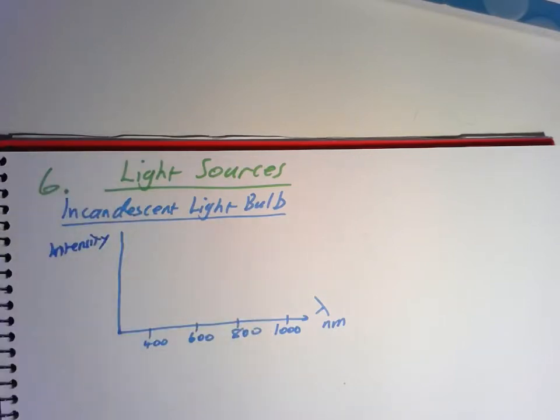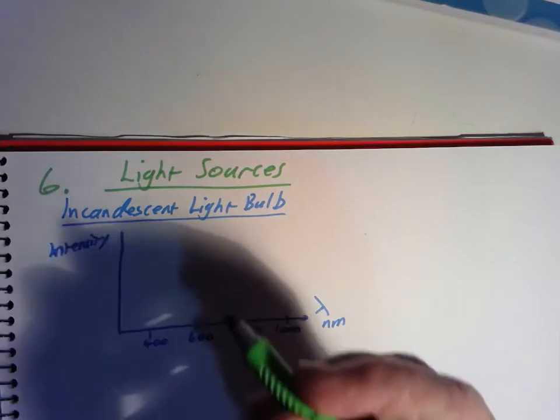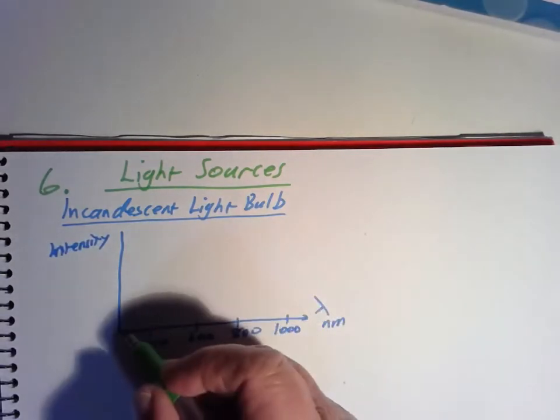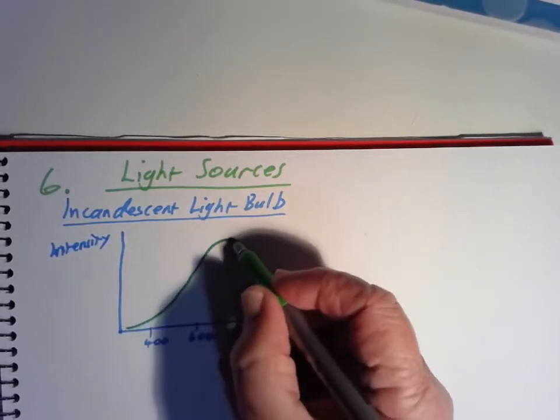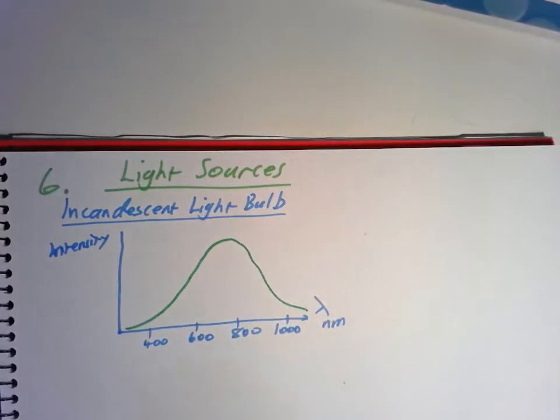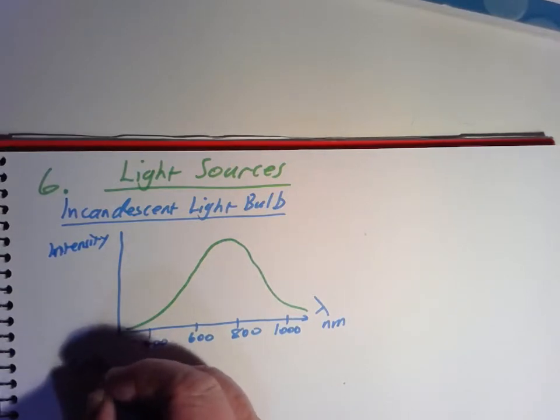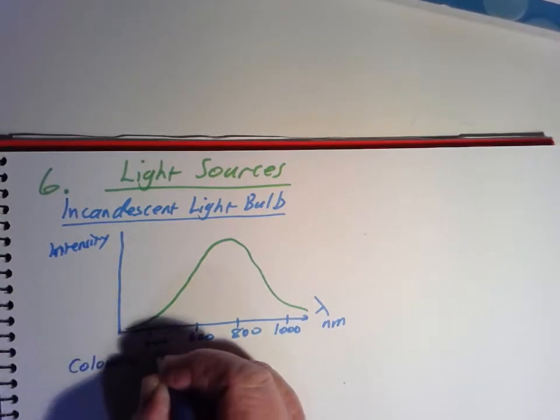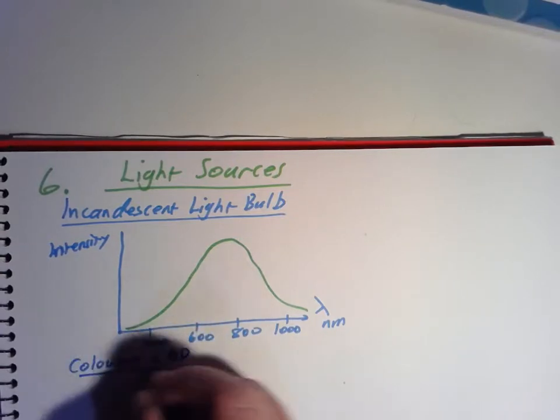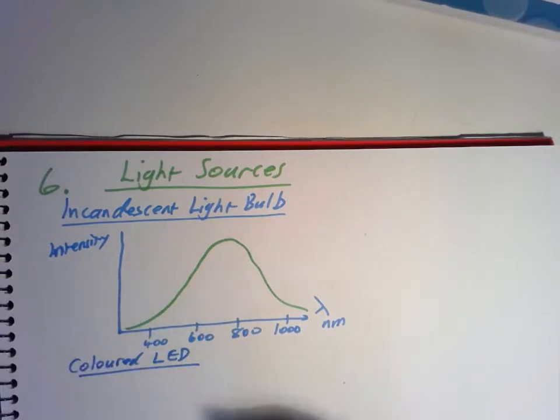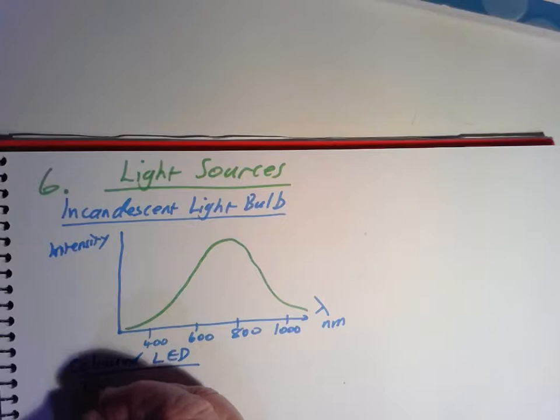So an incandescent light globe is an old-fashioned light globe. The old hot ones, some of them do still exist, and very roughly they peak at around that level and tail off again. So they have a range of frequencies. A coloured LED can be made to produce a very narrow frequency range.